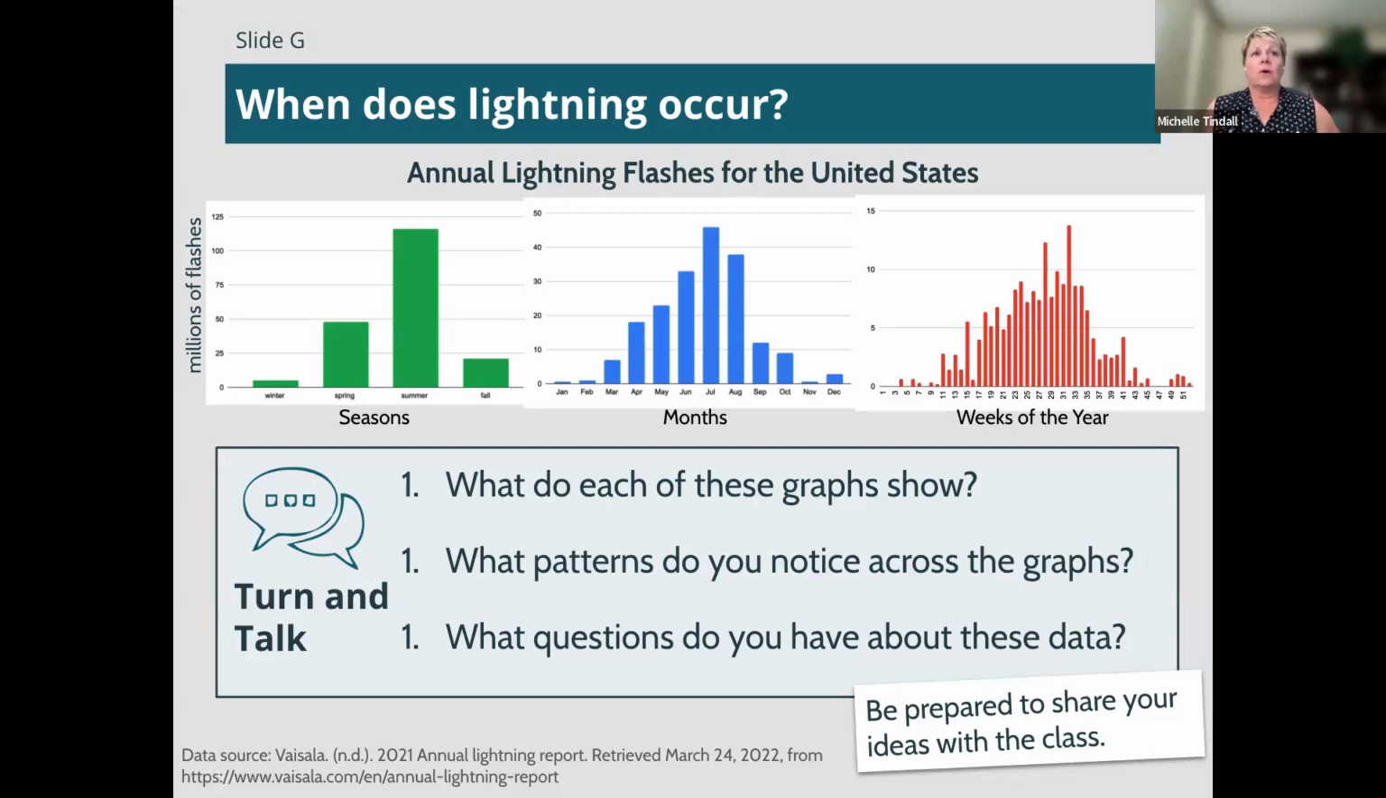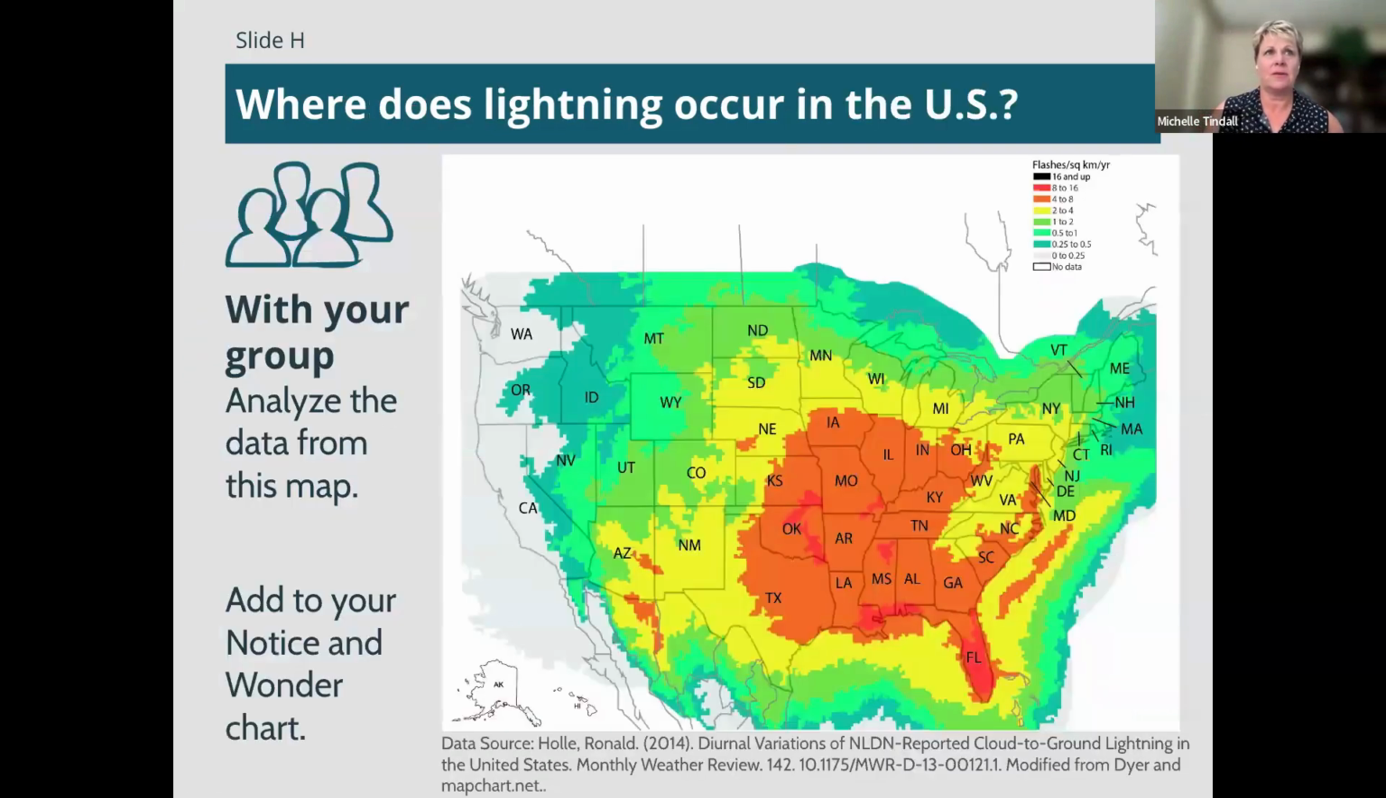So we're not going to do a turn and talk right now, but I am going to ask you to do a quick write. What do each of these graphs show? What patterns do you notice across the graphs? And what questions do you have about these data? So take about a minute right now and go ahead and jot down, what do each of these graphs show? What patterns do you notice across the graphs? And what questions do you have about these data?